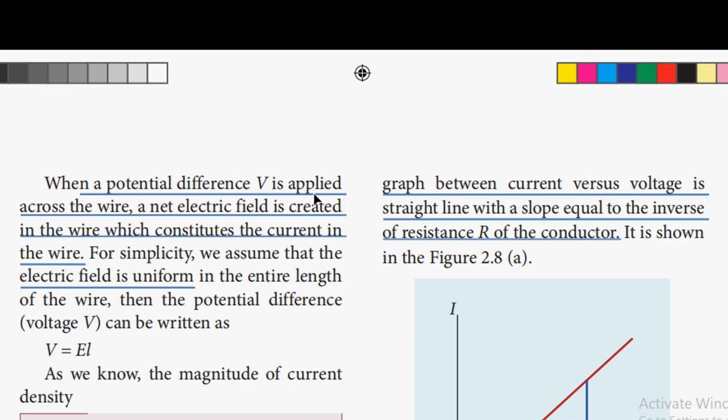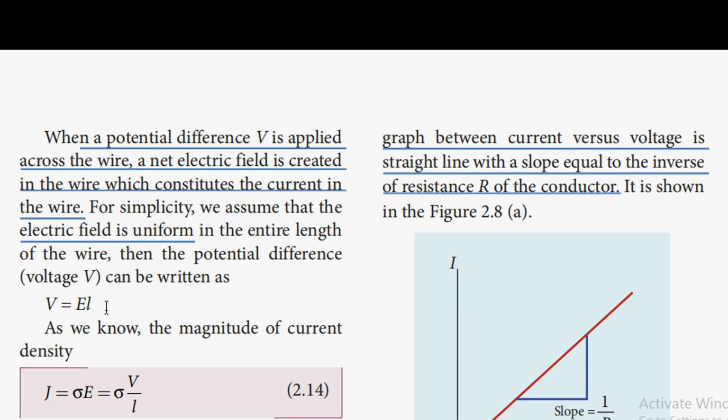When a potential difference V is applied across the wire, a net electric field is created in the wire which constitutes the current in the wire. For simplicity, we assume that the electric field is uniform in the entire length of the wire. Then the potential difference V can be written as V equal to E times L.